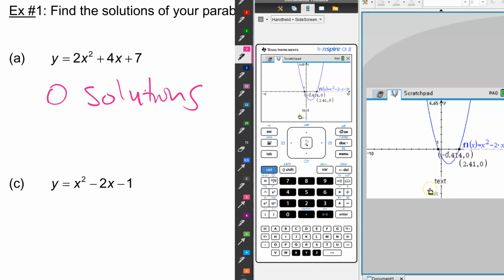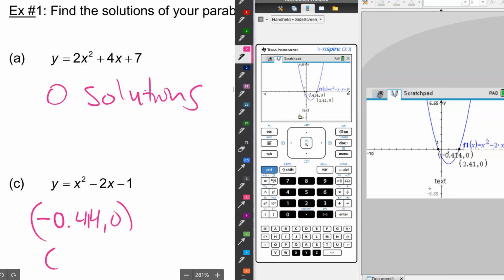The zeros are where the x-axis and your parabola meet. The parabola can either have 2 solutions, 1, or none, depending on how many times it crosses the x-axis. Okay, so we see there's 2 solutions on this one. Negative 0.414, comma 0, that's one solution, and my other solution is going to be 2.41, comma 0. And notice up here on A, there were no solutions, because there's literally no intersection.